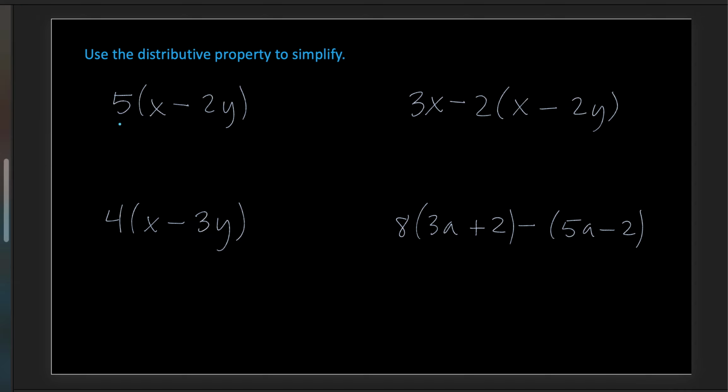The 5 sitting next to parentheses like this means multiplication. Remember, the distributive property means 5 times x and 5 times negative 2y. Distribute the 5 to each. Share the 5 to each. But first, we always check if there's something we can combine within parentheses, because we're supposed to do parentheses first. But this is an x term and this is a y term, so there's nothing to combine there. So we have to go ahead and do multiplication.